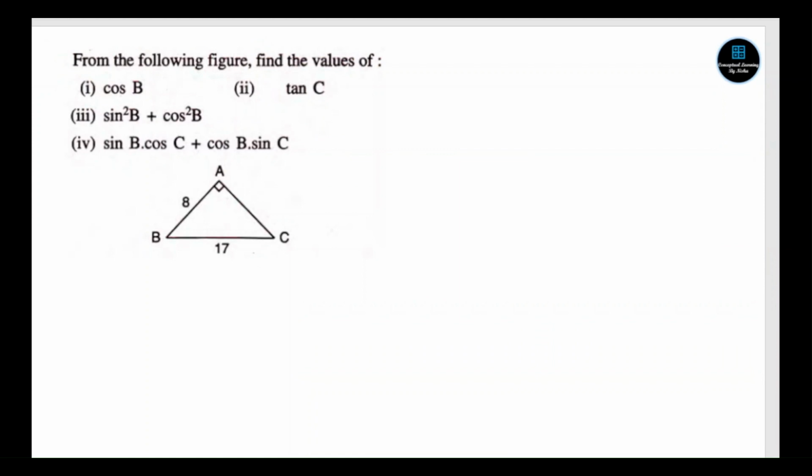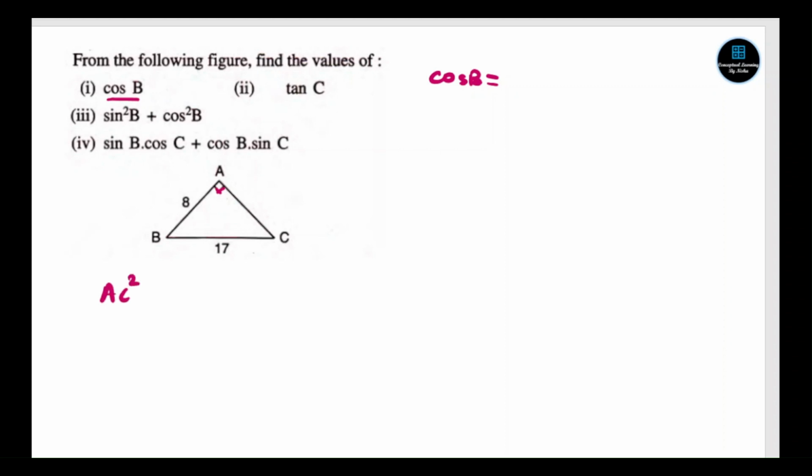Now here is our first question. The triangle is given here. Angle A is 90 degrees, and we have to find these ratios. So angle A is 90 degrees. Now we have to find cos B. Cos B is, cos theta, that is nothing but base upon hypotenuse. Before I find that, I find AC using the Pythagoras theorem.